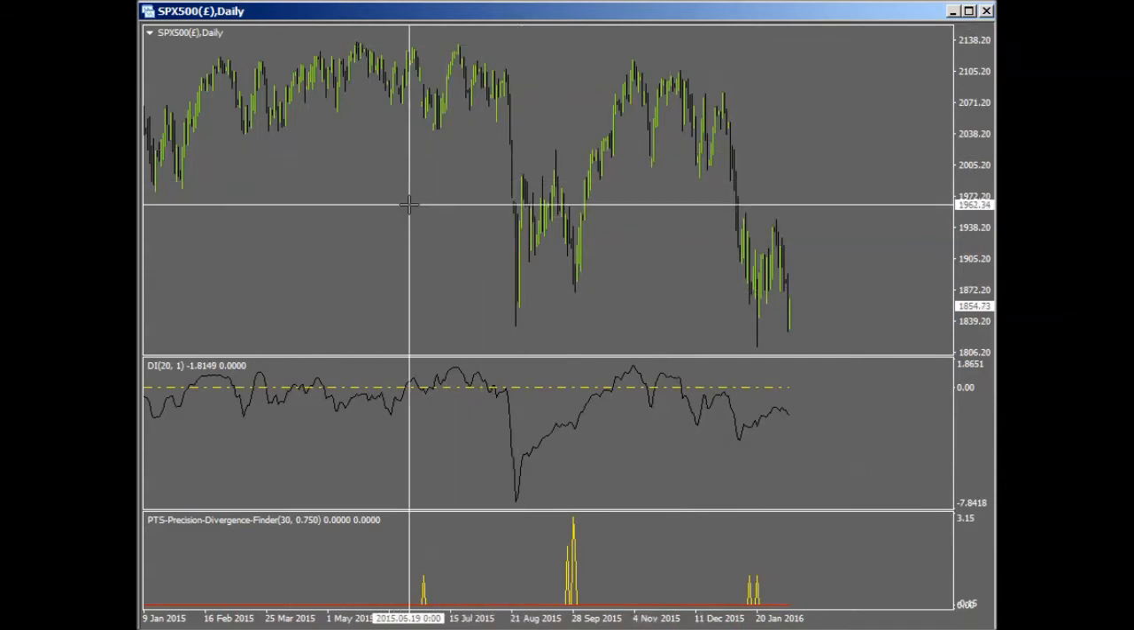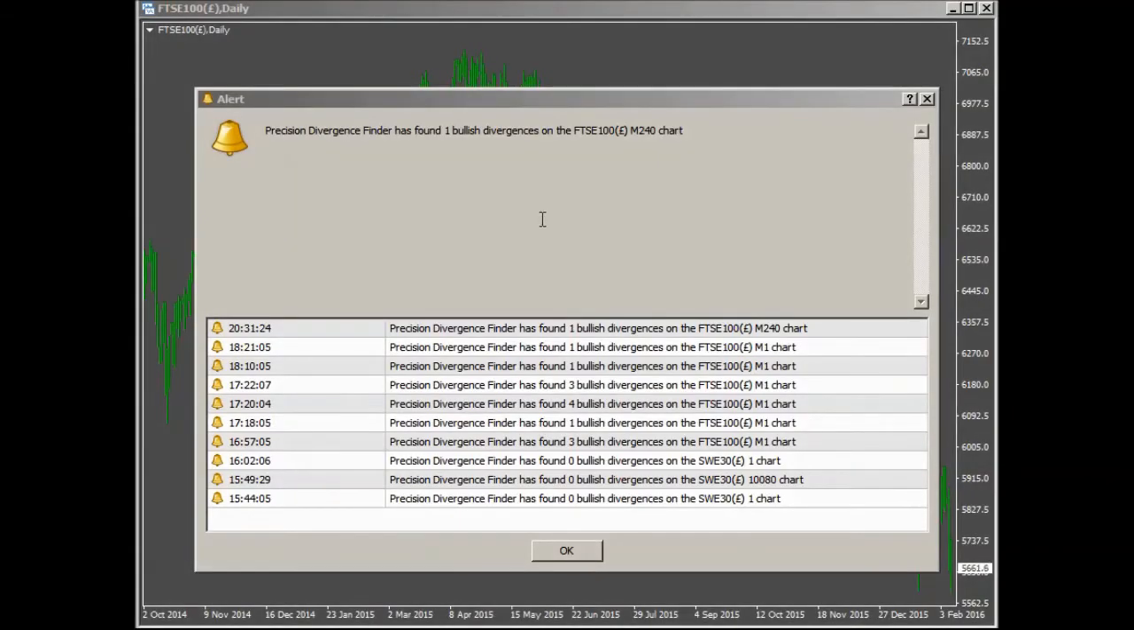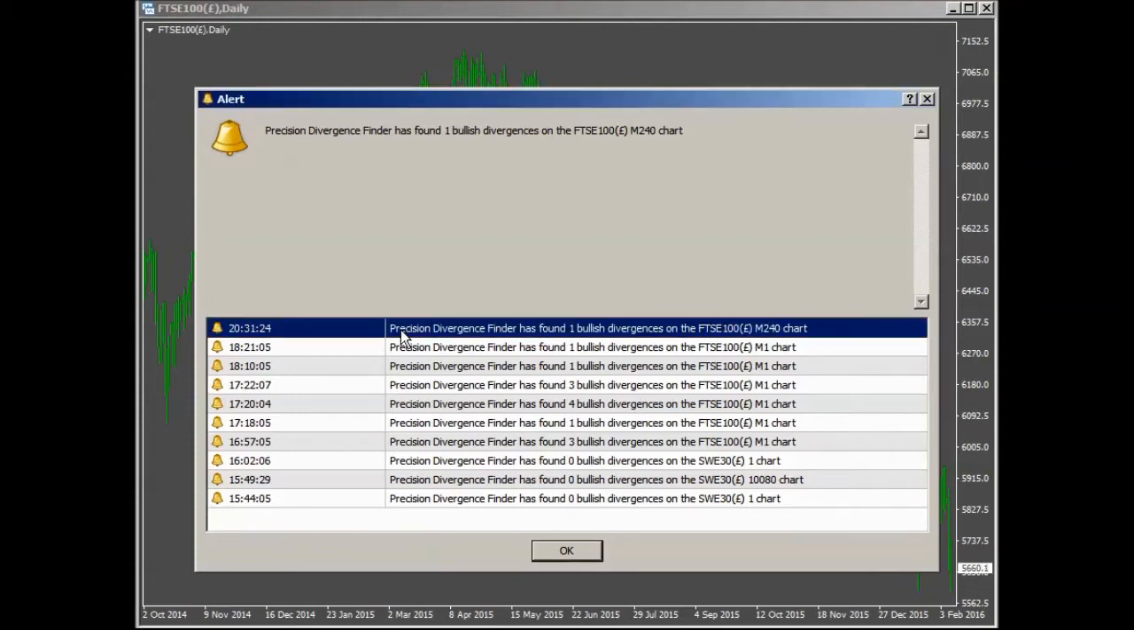I'm going to show you a few other things now. Okay, this is the alert window. The indicator comes with alerts which you can enable or disable depending on your preference, and it will display the symbol and the time frame. So if you've got a lot of charts open, you can see which one it is.